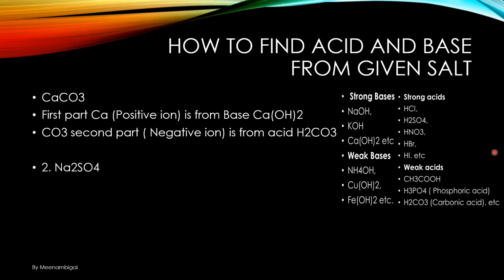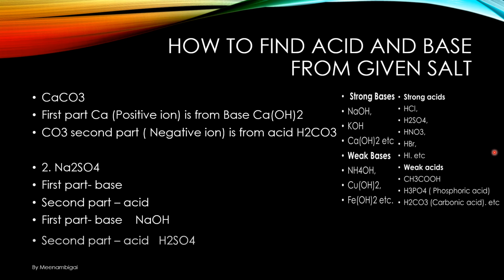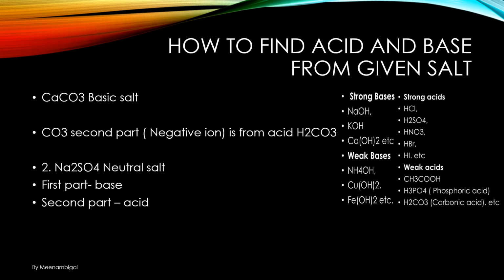Next one, sodium sulfate, Na2SO4. So the first part is Na and the second part is SO4. The first part is for base, the second part is for acid. So to the first part Na, you will add OH, and for the second part you will write hydrogen and add the second part: NaOH and H2SO4. Now just check where this NaOH lies. NaOH is a strong base and H2SO4 is again a strong acid. Both are strong, so it is a neutral salt.